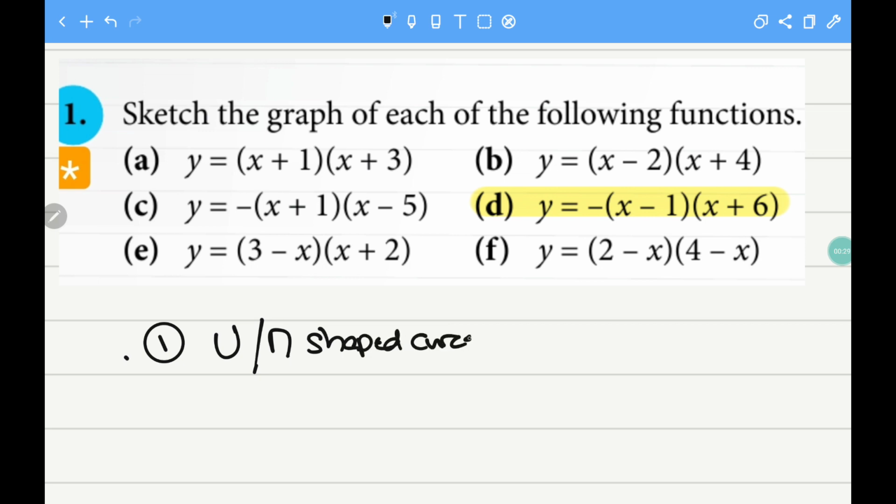Now number two, we need to recall what are the critical points. So number two, I need my x-intercept, my y-intercept, as well as my turning point. So these are the things that you need to remember. So let's take a look at the equation.